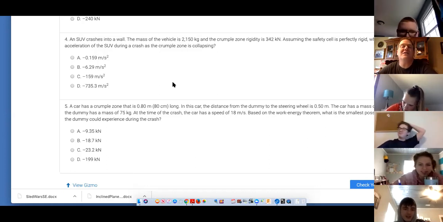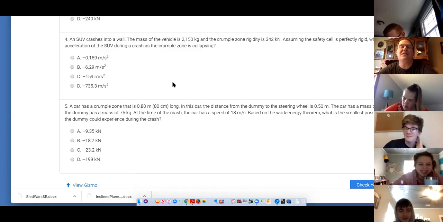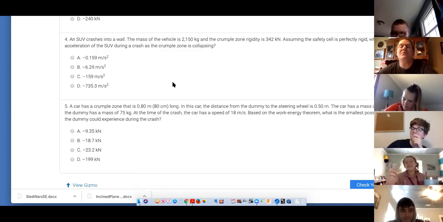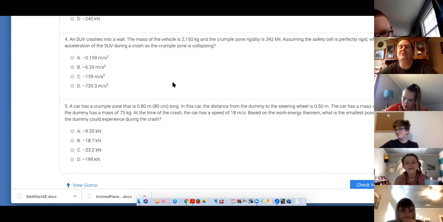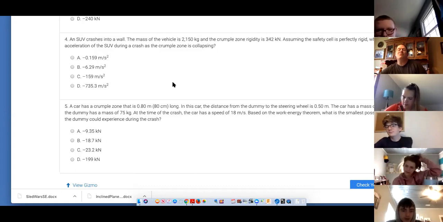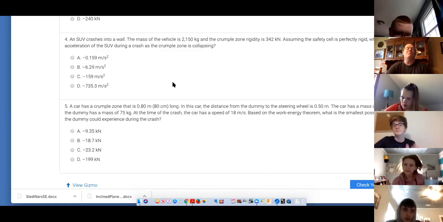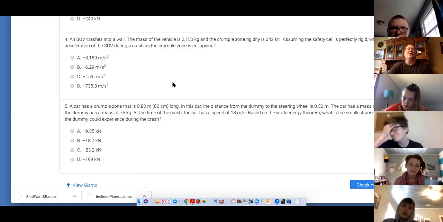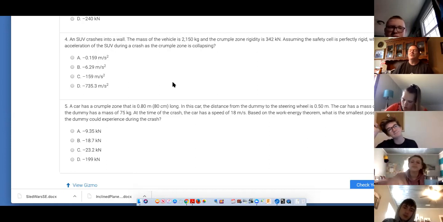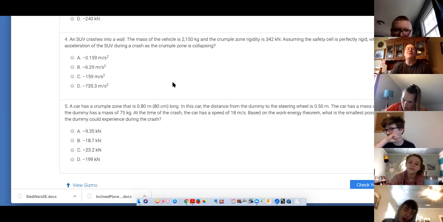An SUV crashes into a wall. The mass of the vehicle is 2,150 kilograms, and the crumble zone rigidity is 342 kilonewtons. Assuming the safety cell is perfectly rigid, what will be the acceleration of the SUV during the crash? Okay, so it's kind of a difficult one.